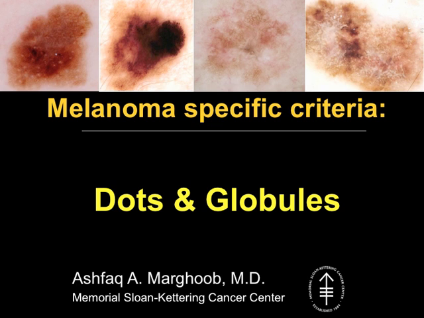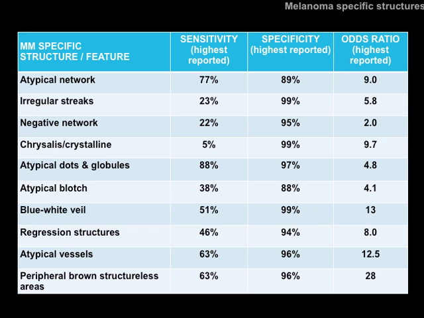Welcome to this podcast on dots and globules. Although dots and globules can be seen in different types of skin lesions, it is important to highlight that the presence of atypical dots and globules is suggestive of melanoma. In fact, atypical dots and globules are one of 10 melanoma-specific structures.